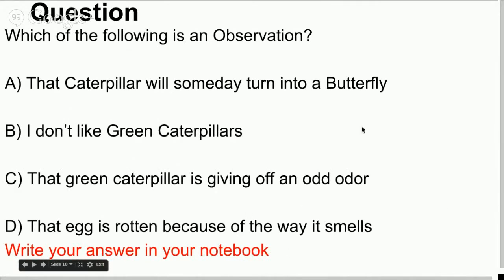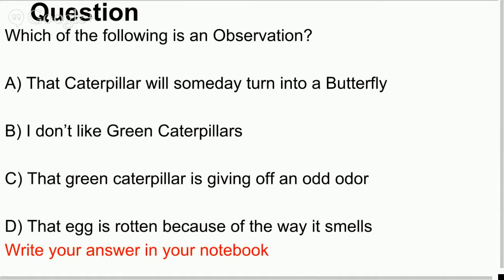Write your answer to this question in your notebook. Which of the following is an observation? A. That caterpillar will someday turn into a butterfly. B. I don't like green caterpillars. C. That green caterpillar is giving off an odd odor. Or D. That egg is rotten because of the way it smells. Go ahead and write your answer down. Pause it if you need to.